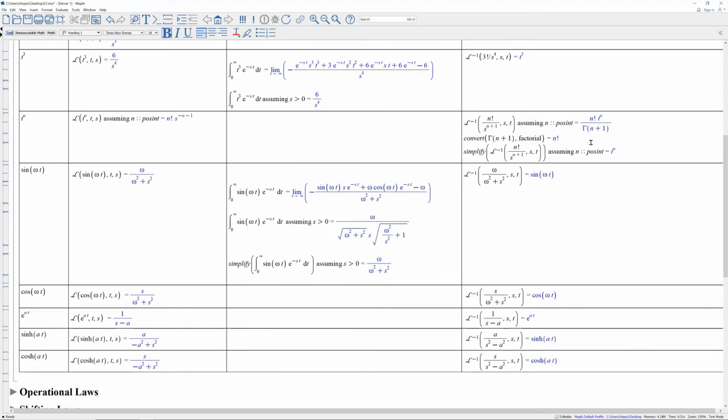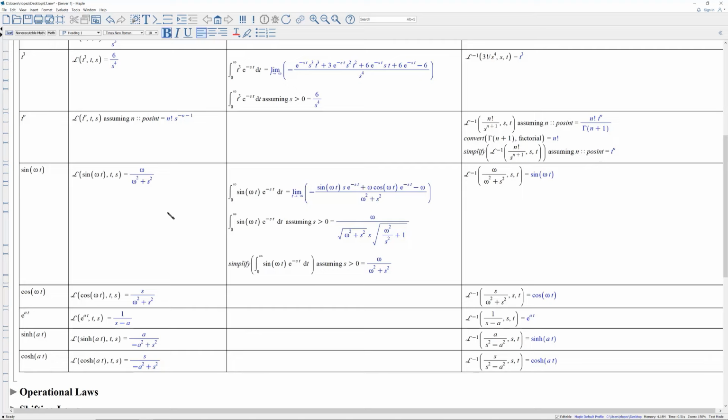And here we are showing that if you take n factorial over s to the n plus 1, you can invert that if you assume that n is a positive integer. Then you're going to get n factorial over the gamma function. But the gamma of n plus 1 is n factorial, so these actually cancel and you get t to the n. If you were to put n factorial over s to the n plus 1 and you hit it with a simplify while you were inverting, and simply assume that n is a positive integer, you get your t to the n.